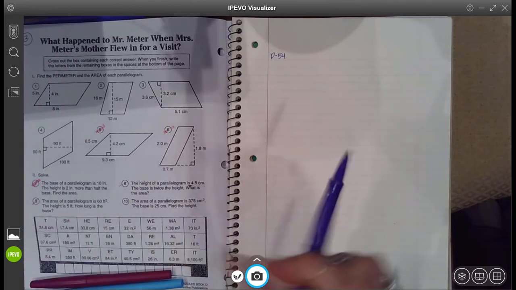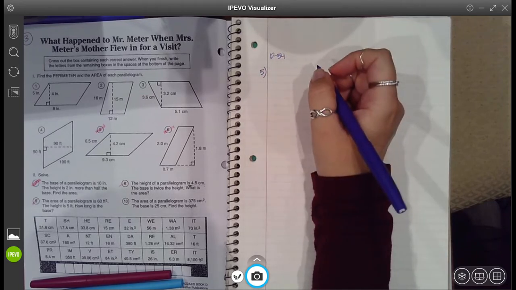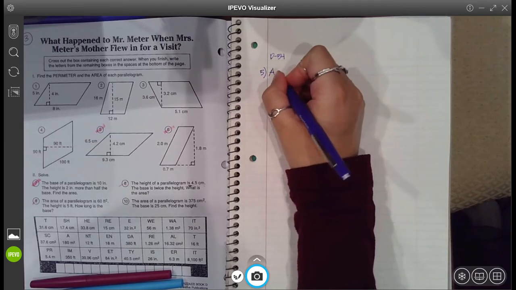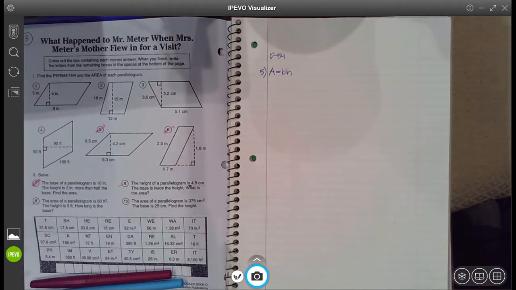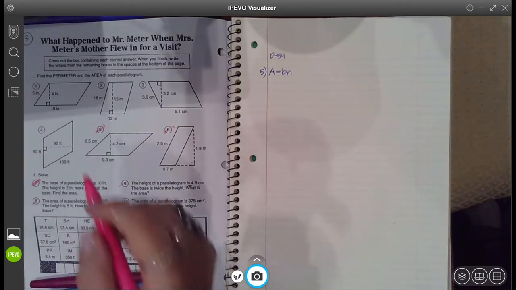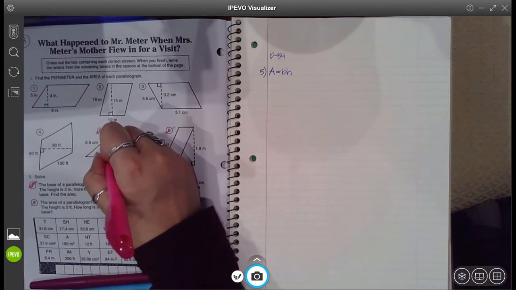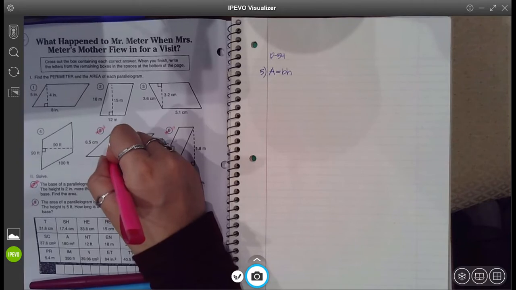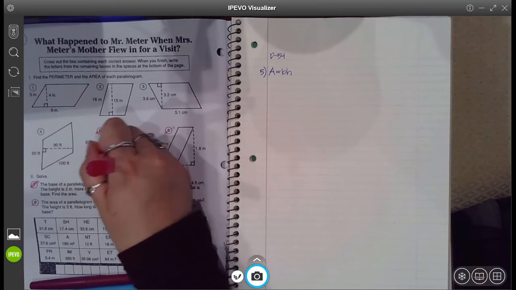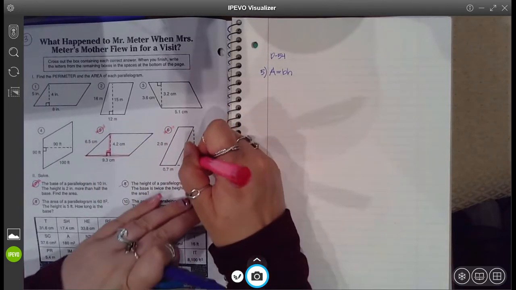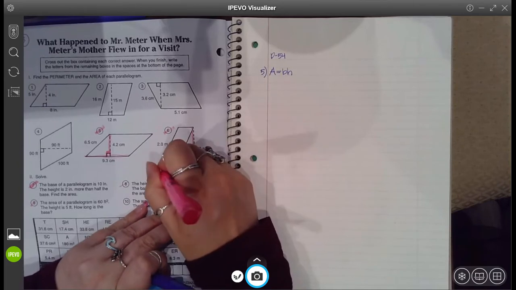Okay, so for number 5, it's a parallelogram. So area equals base times height. There's your formula. And there's a lot of numbers here. So your base and height is always connected. If you look at that little box right here at that right angle, it connects your height to your base. So right here for this one, this connects your height to your base.